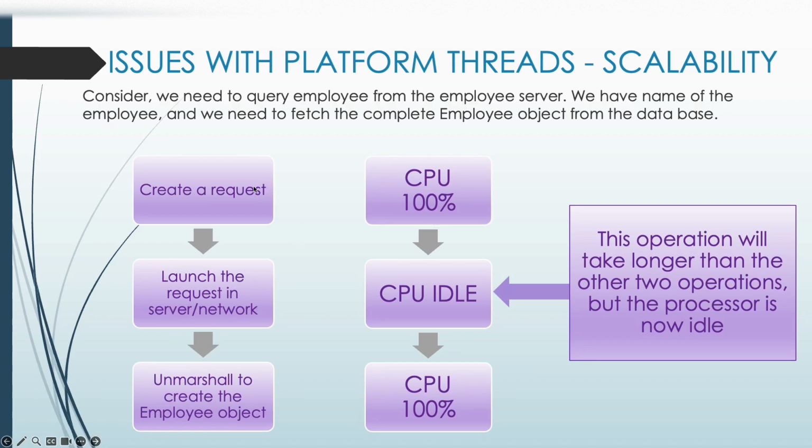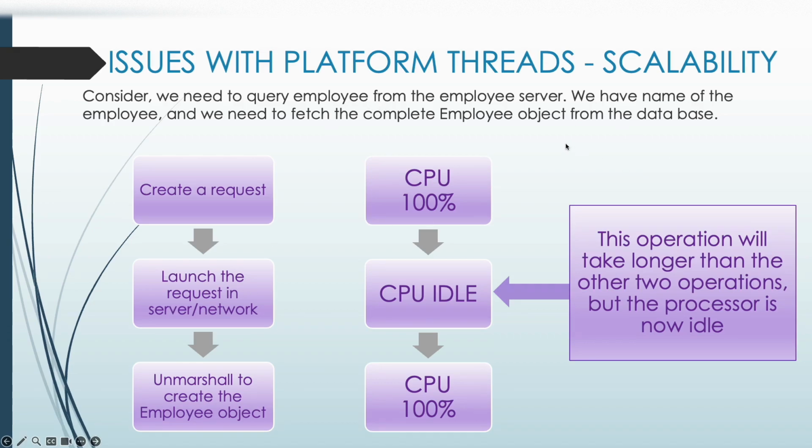So I have to format my request based on the service. So I'll create the request. Then I'll launch my request to the server or the network, which will call the microservice I want to call. Then in the next step, in the return response, I will unmarshal the object that is sent from the network to the format that I need. These are the three steps involved in fetching the employee object with the employee name.